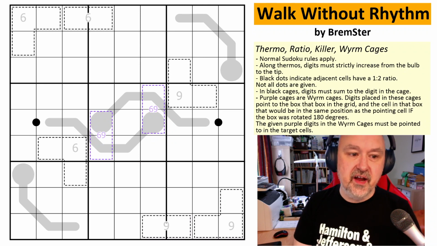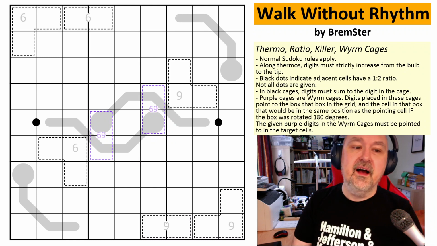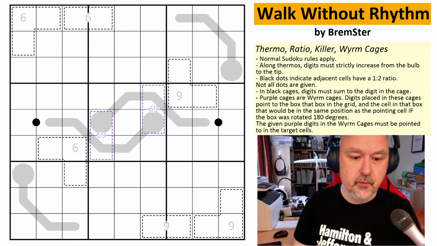And this is a puzzle I created for a friend of Rangsk, who is also the moderator of his live streams, a gentleman by the name of Wyrm. And yes, that is a pun. Walk without rhythm and you won't attract the worm.